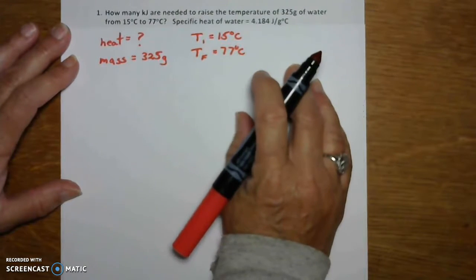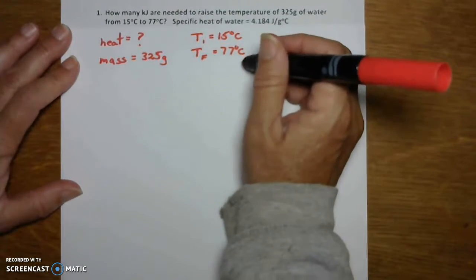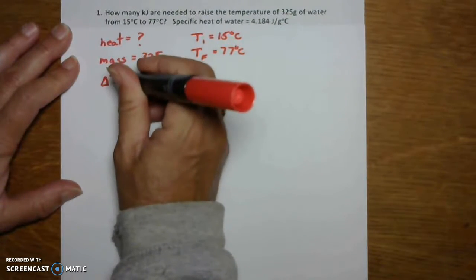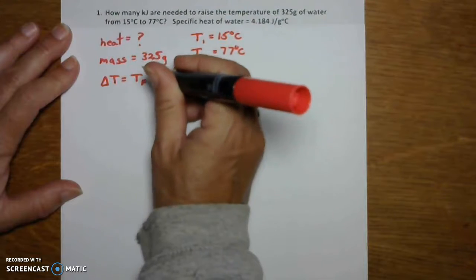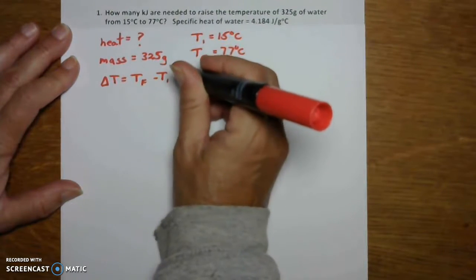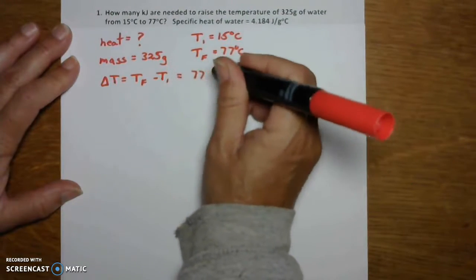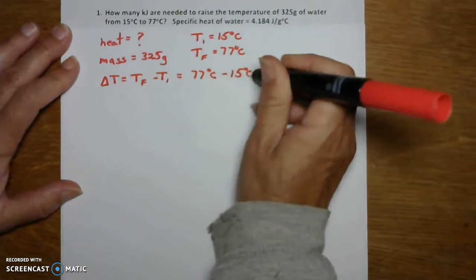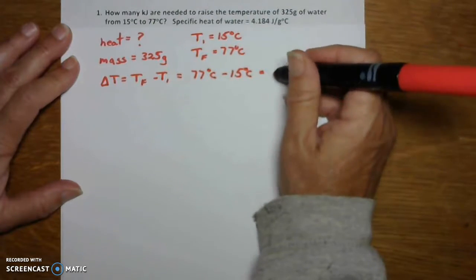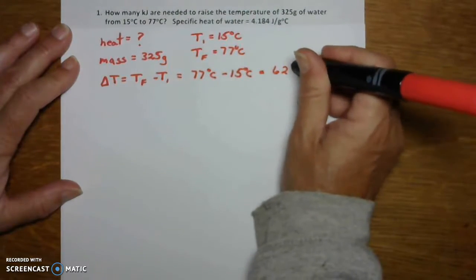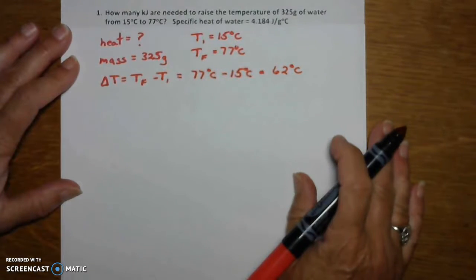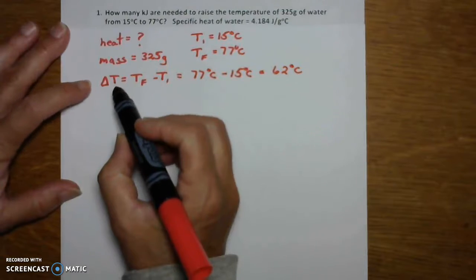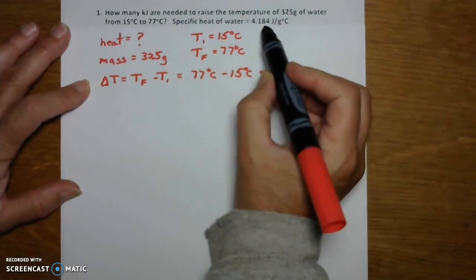Now, let's find out first what the change in temperature is. The change in temperature is going to be equal to the final temperature minus the initial temperature. So it's going to be 77 degrees C minus 15 degrees C. That's going to be equal to 62 degrees C. Okay, so now we're looking for heat. We've got the mass, we've got the change in temperature, and we have the specific heat.